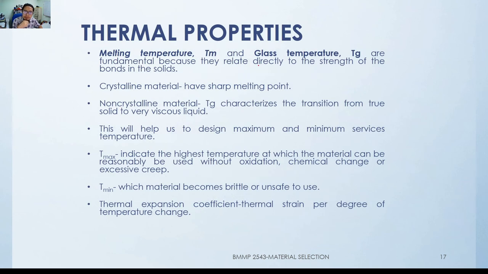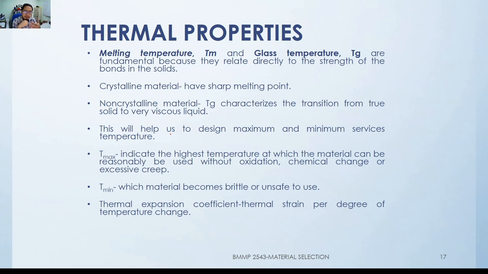And then for thermal properties, the two major properties that we consider are the melting temperature and the glass temperature, which relate to the fundamental strength of the bonds in the solids. A crystalline material has a sharp melting point, meaning that it has a distinct melting point. For non-crystalline materials, the glass temperature characterizes the transition from true solid to a very viscous liquid, and this will help us design a product or an application that suits this characteristic.